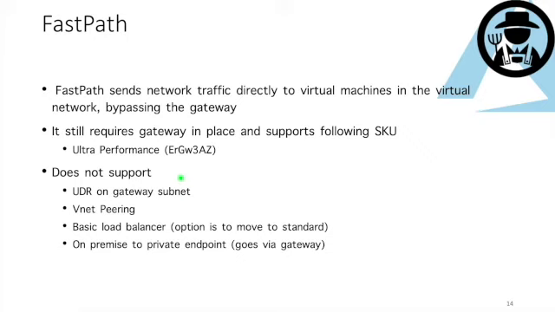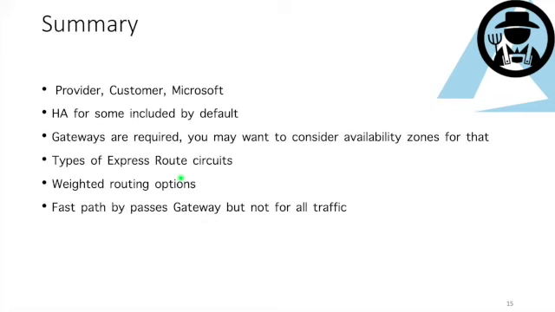Now, basic load balancer, if you have that set up and you're using it between your on-premise and your Azure space, that won't work. So the option is to move to standard. And on-premise to the private endpoint will also go through the gateway, and FastPath will not play any role in there. Okay, that's it for today, guys.